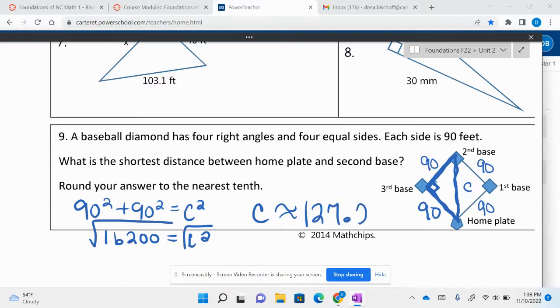127.27 feet. I'm going to put feet on there, okay?